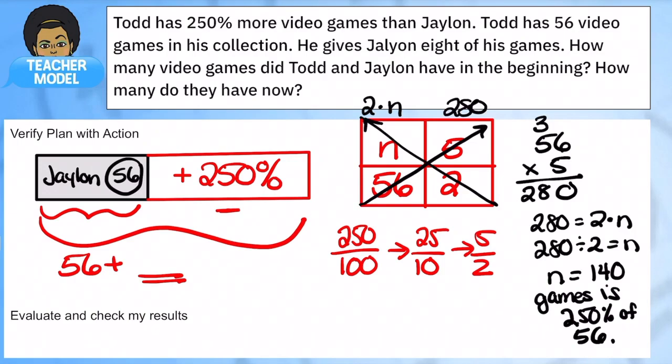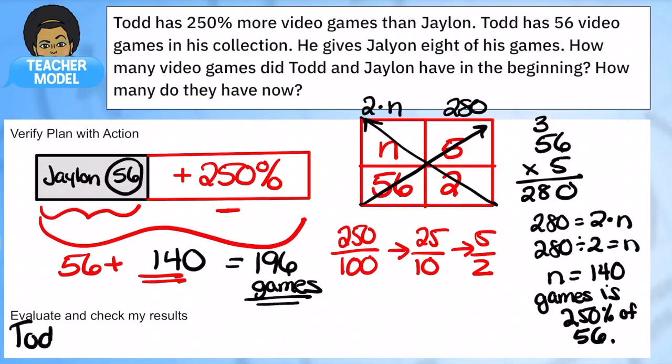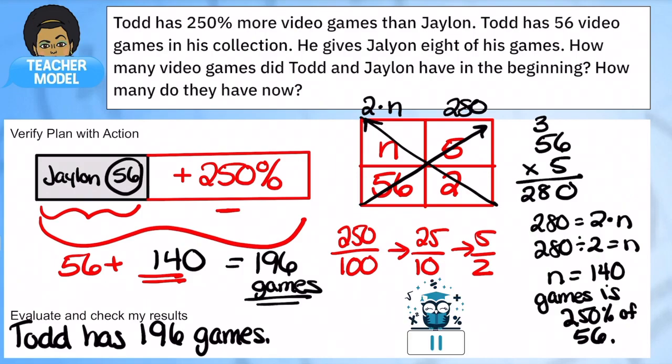So go back to our original model. 56 plus 140. That's a lot of games. He has 196 games. Todd has 196 games. All right, now we know they switch. So we have the first part, so I'm going to hit pause so you can jot all of this down.